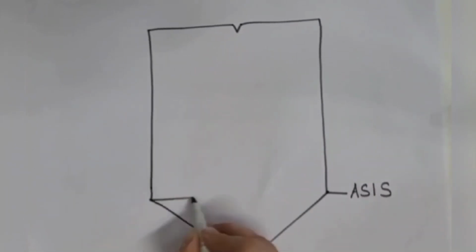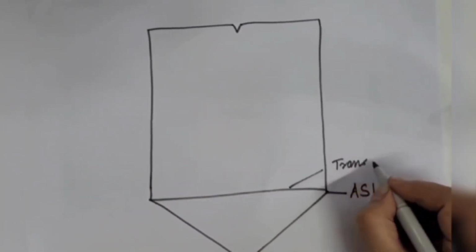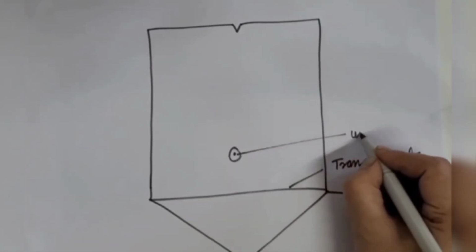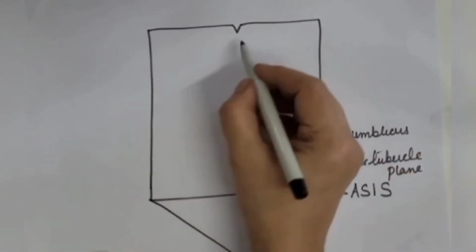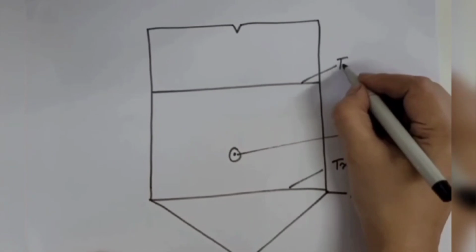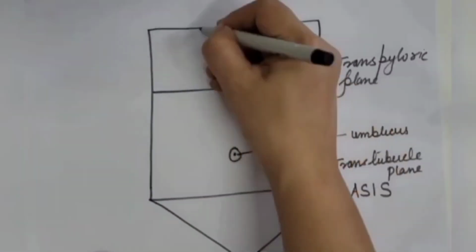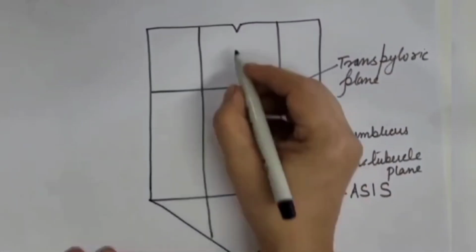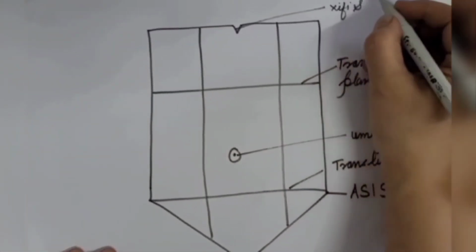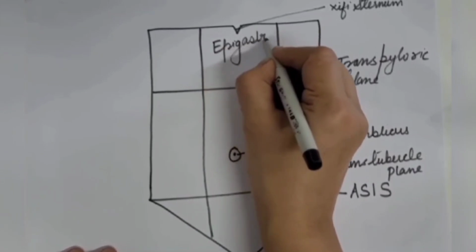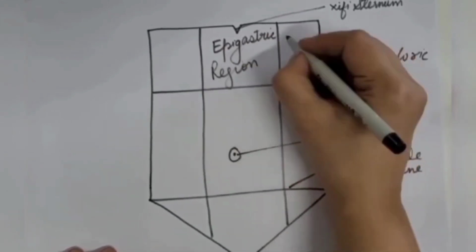This is called the anterior superior iliac spine, and this line drawn from one to another is called the transtubercular plane. This is the umbilicus and this is the transpyloric plane. Then we draw the vertical line, and this is the xiphisternum. Now coming to the xiphisternum, just below that is the epigastric region.